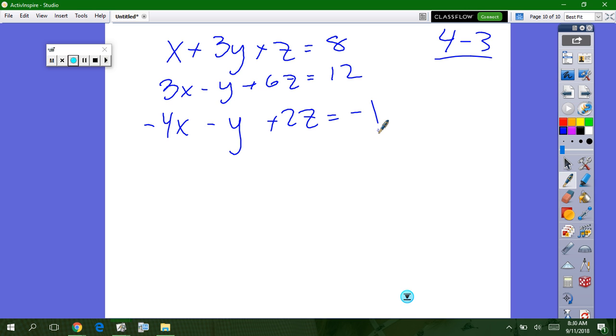All right. So this time, we have 3 variables. Has anybody ever worked with 3 variables before? A few of you? Okay.